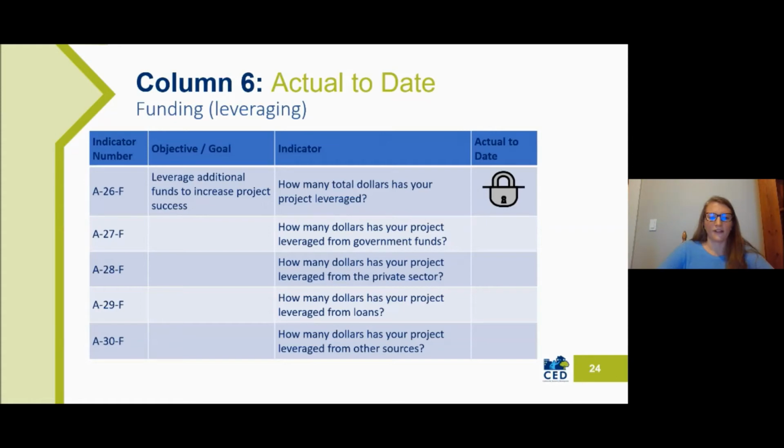And the final set of indicators deal with funding. So A26 through A30 ask about leverage funding in addition to your OCS funds. So if you didn't leverage any additional funding, you can enter 0 here. Leveraging is not required of your CED grant, but if you have leveraged funds, you'll want to let OCS know here. And keep in mind, this is in addition to your OCS funds, so your grant award should not be included. This is not where you report that.